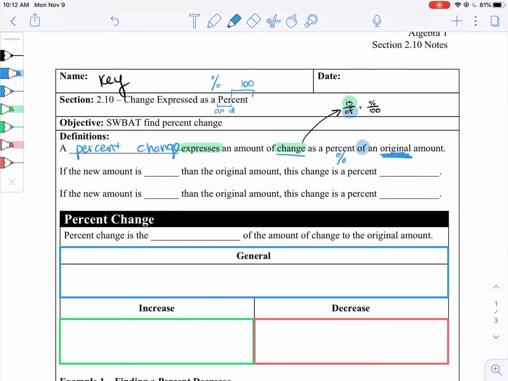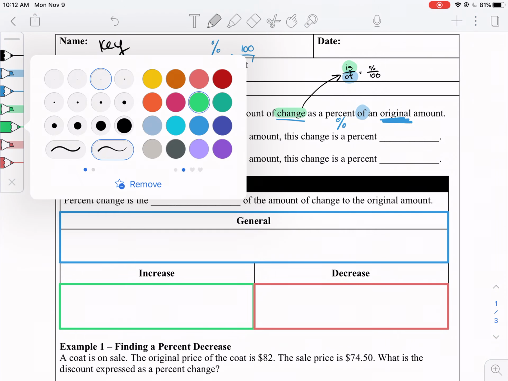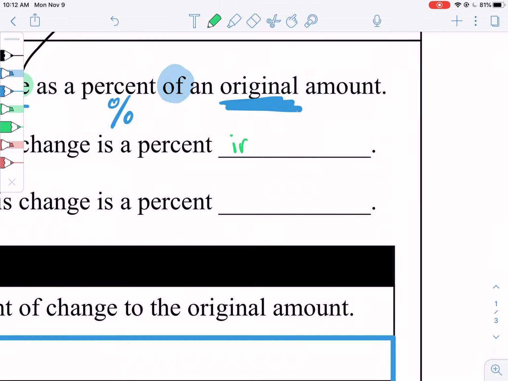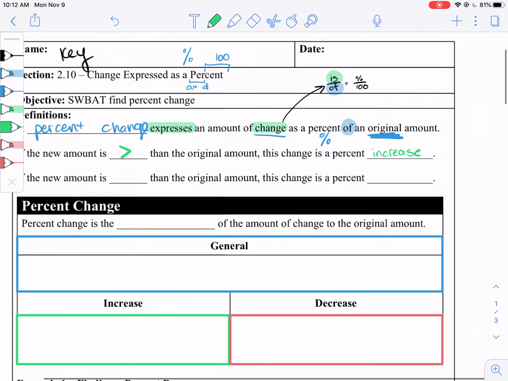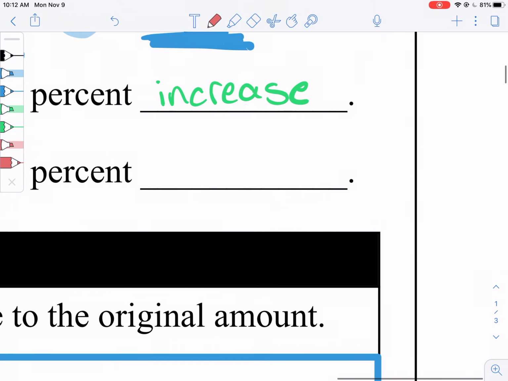Sometimes we'll have change that's greater than the original amount. We call this a percent increase because it's increasing, it's getting bigger. So when you gain something, that's percent increase. On the other hand, if the new amount is smaller than the original amount, we call this a percent decrease.